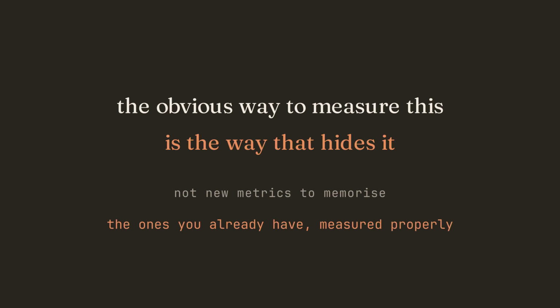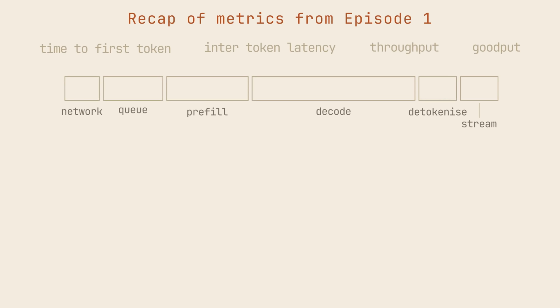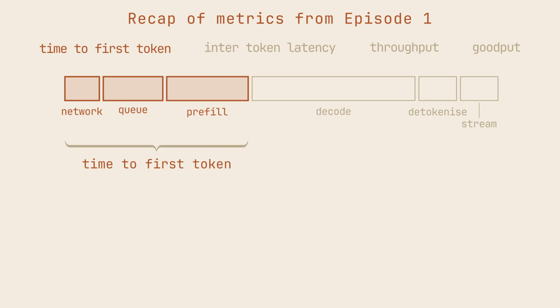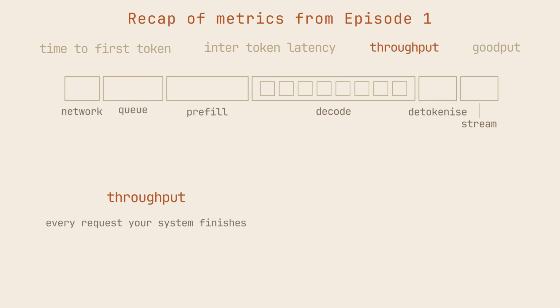So, today isn't about new metrics for you to memorize, it's the ones you already have measured so they catch what's going wrong. Let's bring back that timeline from episode 1 and we'll relabel it fast, 1 line each, because you already own all 4 of these. Time to first token is your queue plus your prefill. Inter-token latency is the gap between one token and the next one. Throughput is your whole system, every request together. And goodput counts only the requests that arrived early enough to still be worth something to the person waiting. That's the vocabulary which we learned back in episode 1.